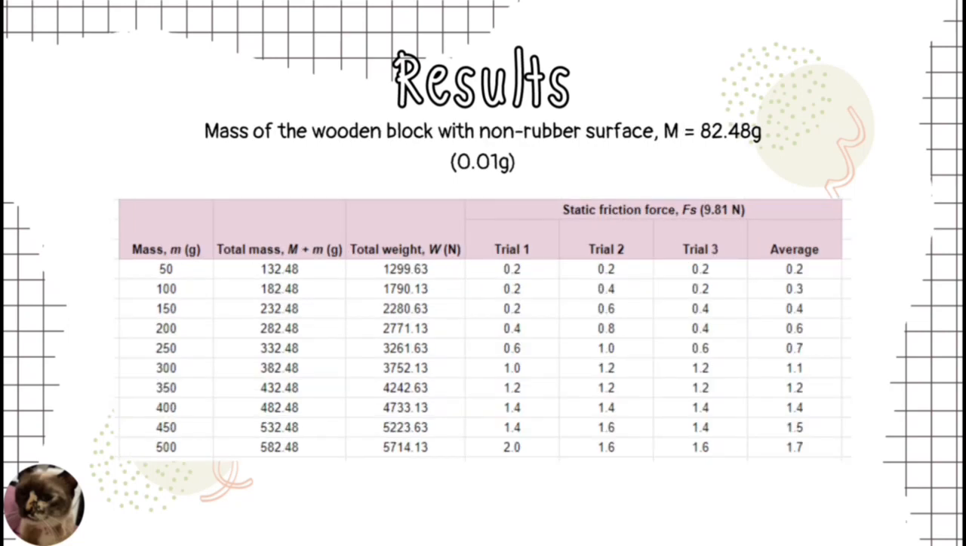Same goes with the result in section 2. We use the mass of the wooden block with the non-rubber surface, M equal to 82.48 gram. We also use 50 gram to 500 gram, and also trial 1, 2, and 3, and the average. The difference between result 1 and result 2 is that the first one uses the rubber surface and the second one uses the block with the non-rubber surface.